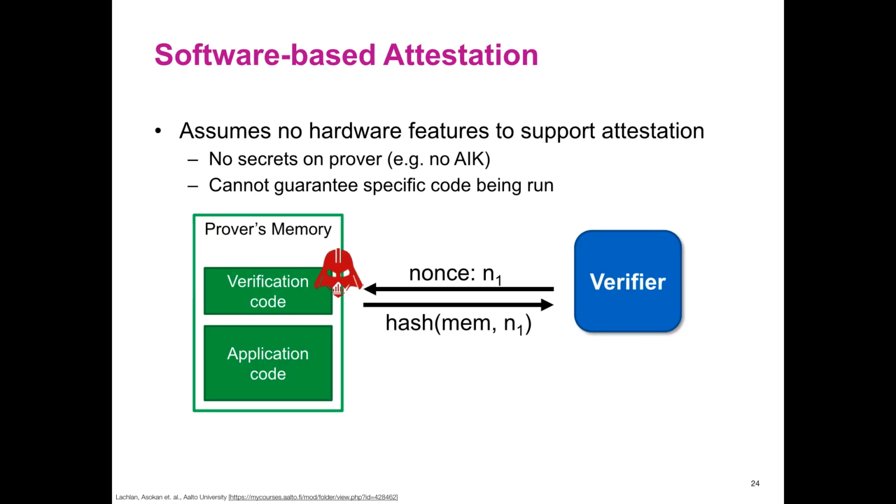In software-based attestation, the idea is that there is no hardware feature to support attestation. So there is no TPM, so no secrets of any form that you can rely on. And moreover, you cannot guarantee that there is a specific code being run. Remember, as a verifier, you cannot assume that the code on the prover is correct, because the code which is attempting to prove itself is potentially compromised and malicious. On the embedded device, you have application code, and let's say you had put your verification code there. But if this is compromised, then you can't rely on all of this.